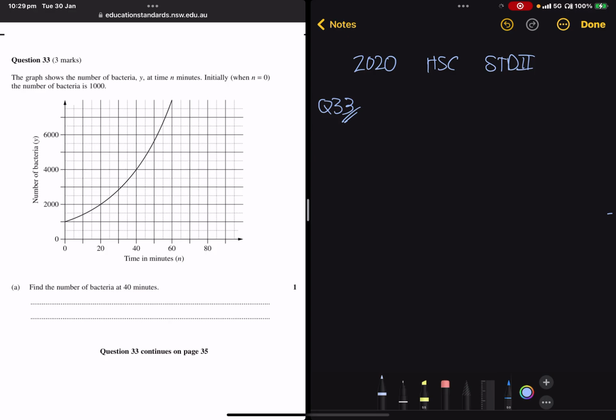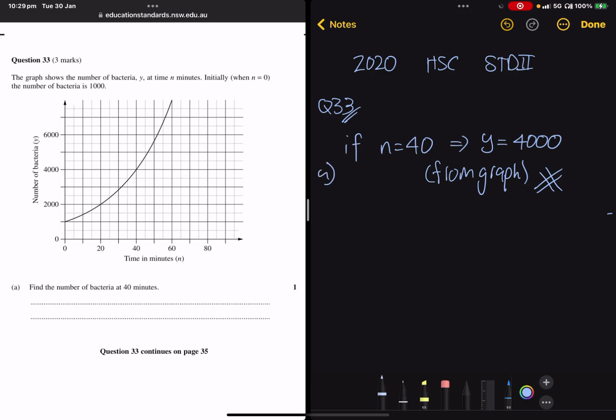Okay, so we can just read this off the graph. When time is 40, we go up to the curve, that's 4,000. So if n is equal to 40, this implies that the number of bacteria Y is equal to 4,000, and we're finding this directly from the graph. The graph very clearly passes through the point (40, 4,000). So that's okay there. This is part A.